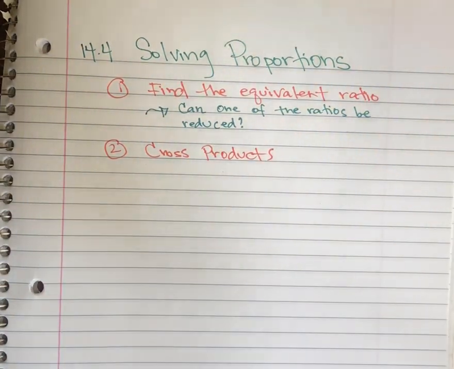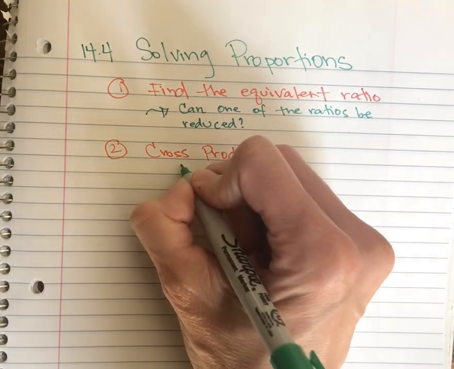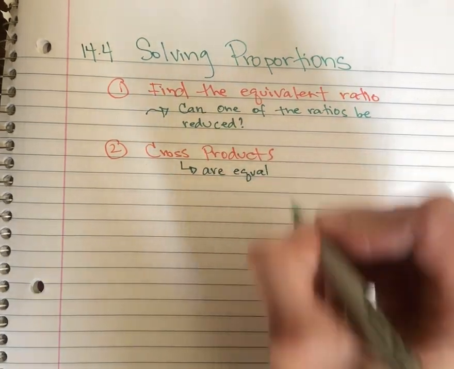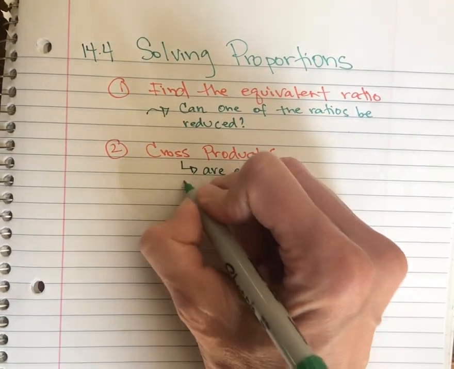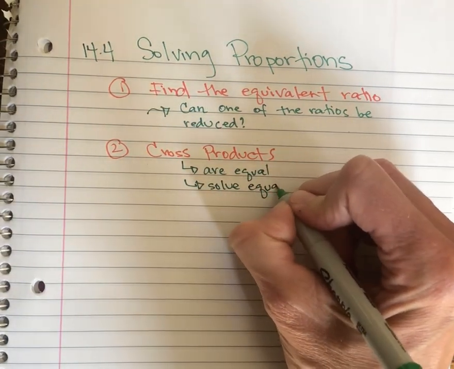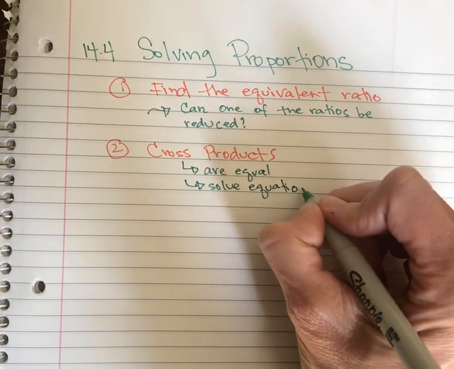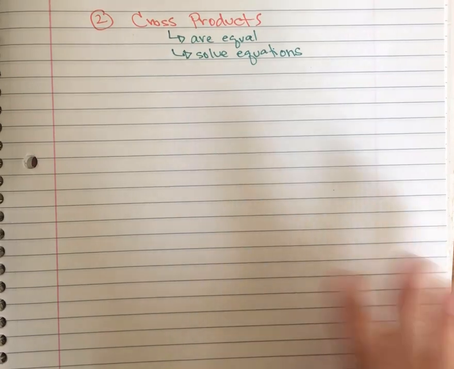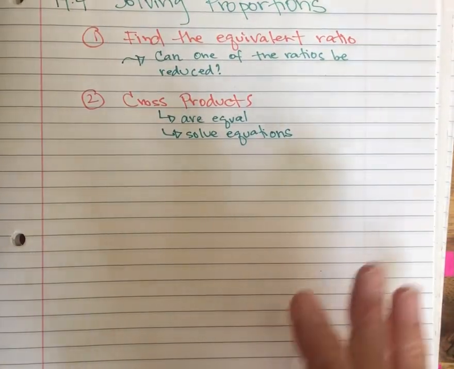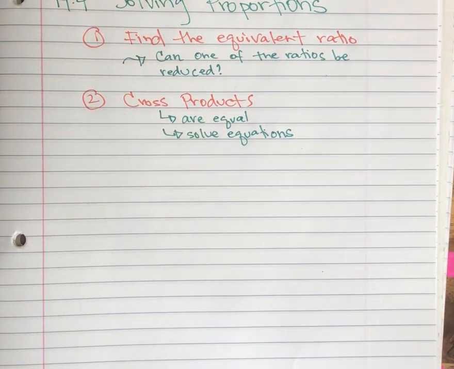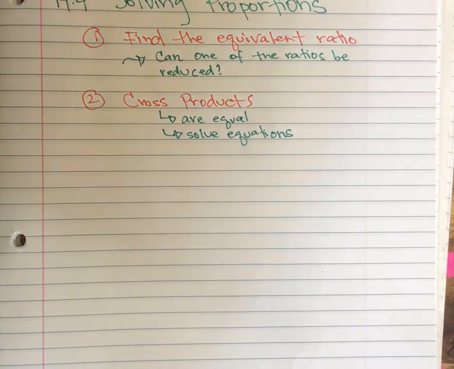So remember, cross products are equal. Find those cross products, put in an equal sign, and solve the equation. Some of this we did in 14.3. They're just going to become a little bit harder in 14.4. If I went too fast there, push pause, get it copied before we jump into our problems. Okay, so here we go.